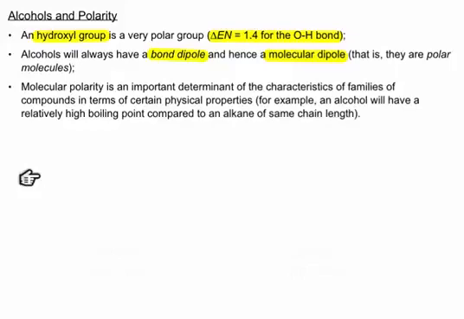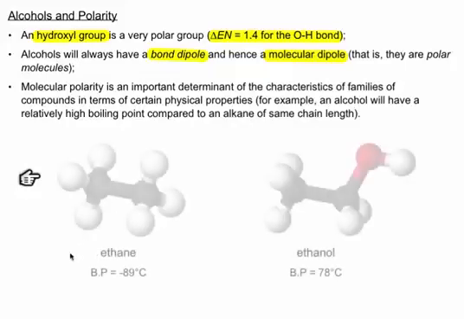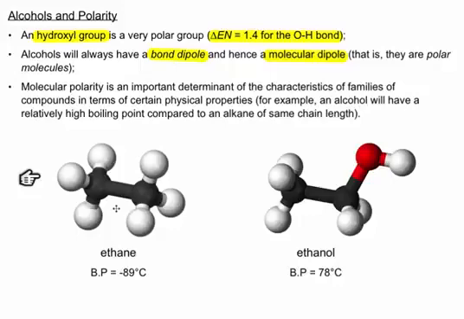in different organic compounds. And so we can look at a comparison right now between ethane, C2H6, and ethanol, C2H5OH. In ethane, all of the bonding is nonpolar. Nonpolar carbon-carbon bonding, nonpolar carbon-hydrogen bonding. So that's a very low boiling point, minus 89 degrees Celsius. So ethane is in fact a gas under standard conditions because it vaporizes at such a low temperature.